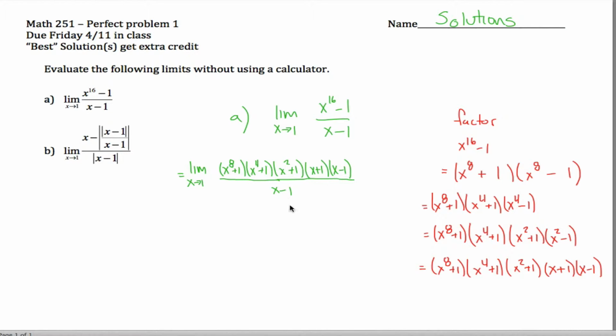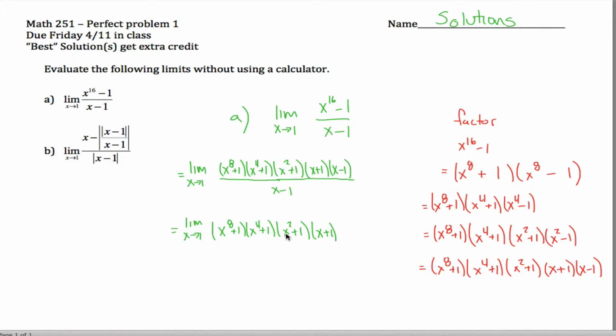This is where we're going to cancel out the x minus 1s. Be a little bit careful. This thing written here, you can't just cancel out the x minus 1s in that thing. But because I have the limit as x approaches 1 out in front, I am able to cancel out this x minus 1 and this x minus 1. What I'm getting at is this limit is equal to the limit as x approaches 1 of x to the 8th plus 1 times x to the 4th plus 1 times x squared plus 1 times x plus 1. So I cancel out this and this.